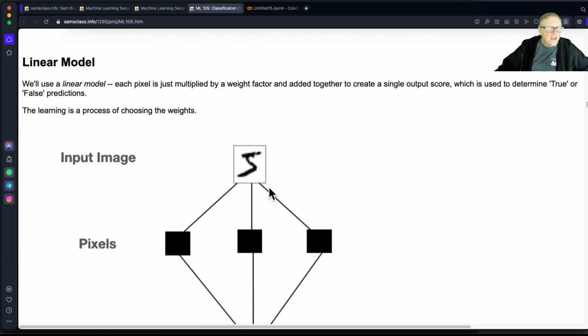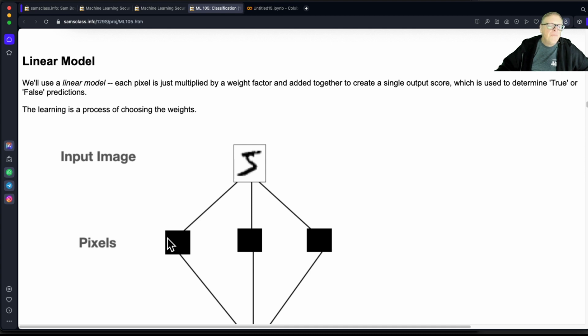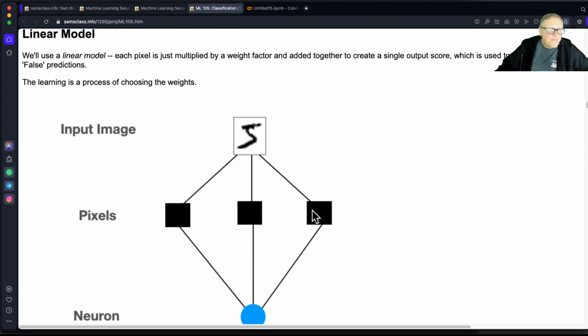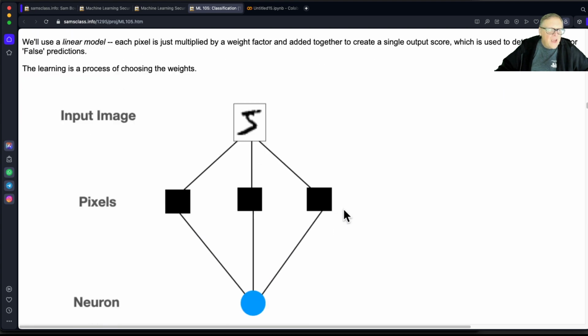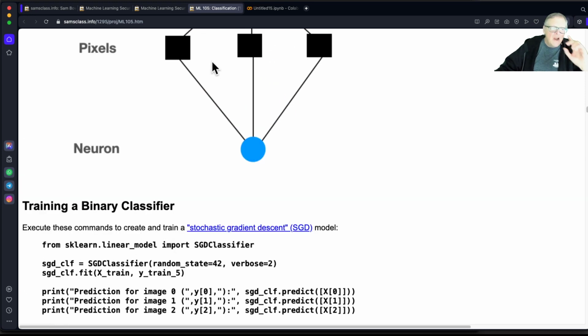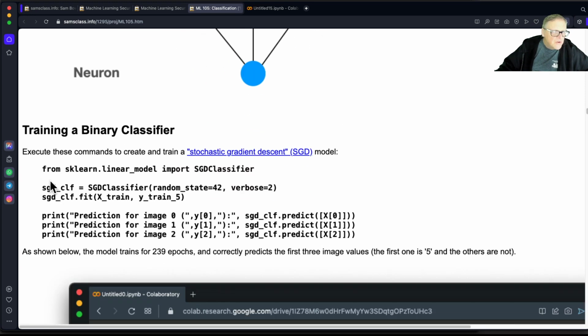And now we can make a linear model. So you put in the image, you break out the pixels, and then you feed them into a neuron. And here's the classifier. And I think we don't even have a hidden layer here. I think we're just going with this many parameters. We will see.